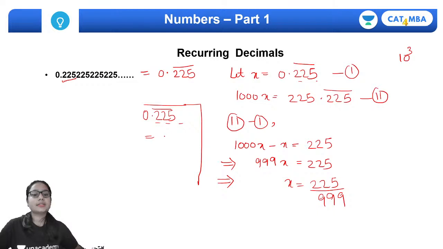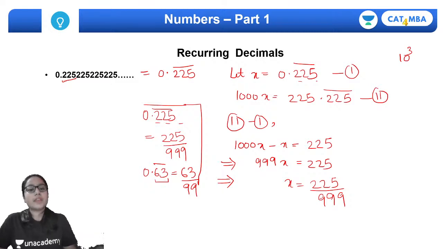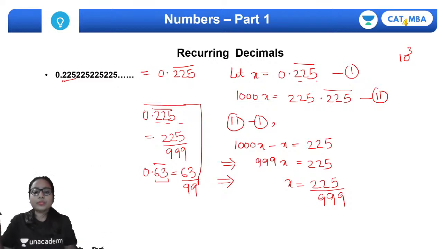How many digits are these? 3. So I will write 3 nines in the denominator. If my number is 0.63 bar, how many digits are getting repeated? 2. So I will write 63 with 2 nines in the denominator. Okay, easy. So this is a very easy way to convert a recurring decimal into a fraction. Just remove the decimal, remove the bar, and divide the number by 9 or 99 or 999 or 4 times 9, depending on the number of digits which are repeating. Okay, I hope this is clear to you.